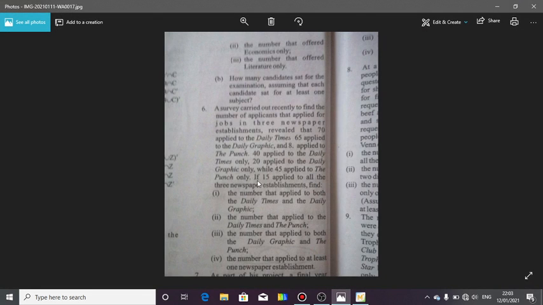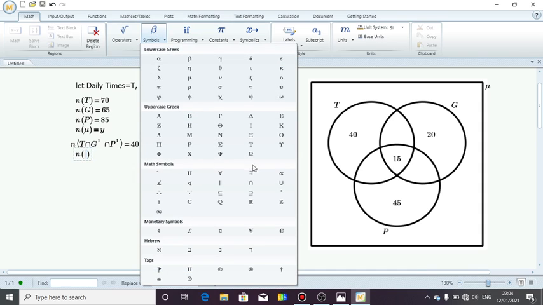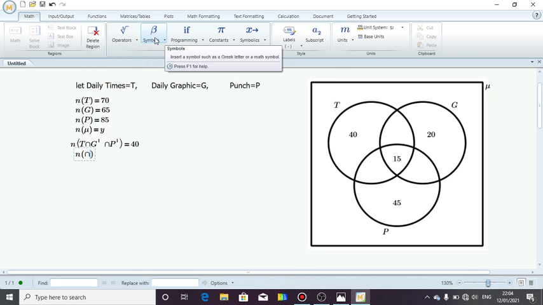If you look at the question again, it says 15 apply to all the 3 newspapers. So the place where all the 3 will stay is this place now, which is 15. That means 15 apply to all the 3, and that is this place. So 15 is going to be in this position here. The set symbol for this one, you are talking of intersection now.